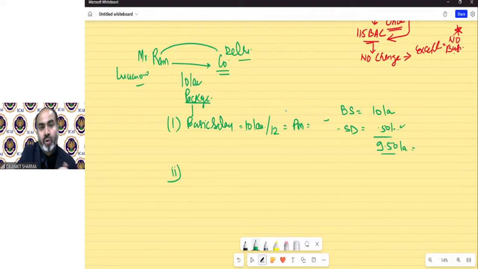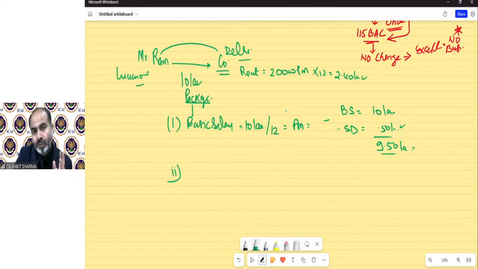So he needs to pay rent also. Suppose the rent is 20,000 rupees per month. So the company pays 10 lakh rupees, out of which 20,000 per month, that means almost 2,40,000 rupees he needs to pay to the landlord. So technically he is not getting 10 lakh rupees as saving. Out of this 10 lakh, 2,40,000 will be his outflow for paying rent.